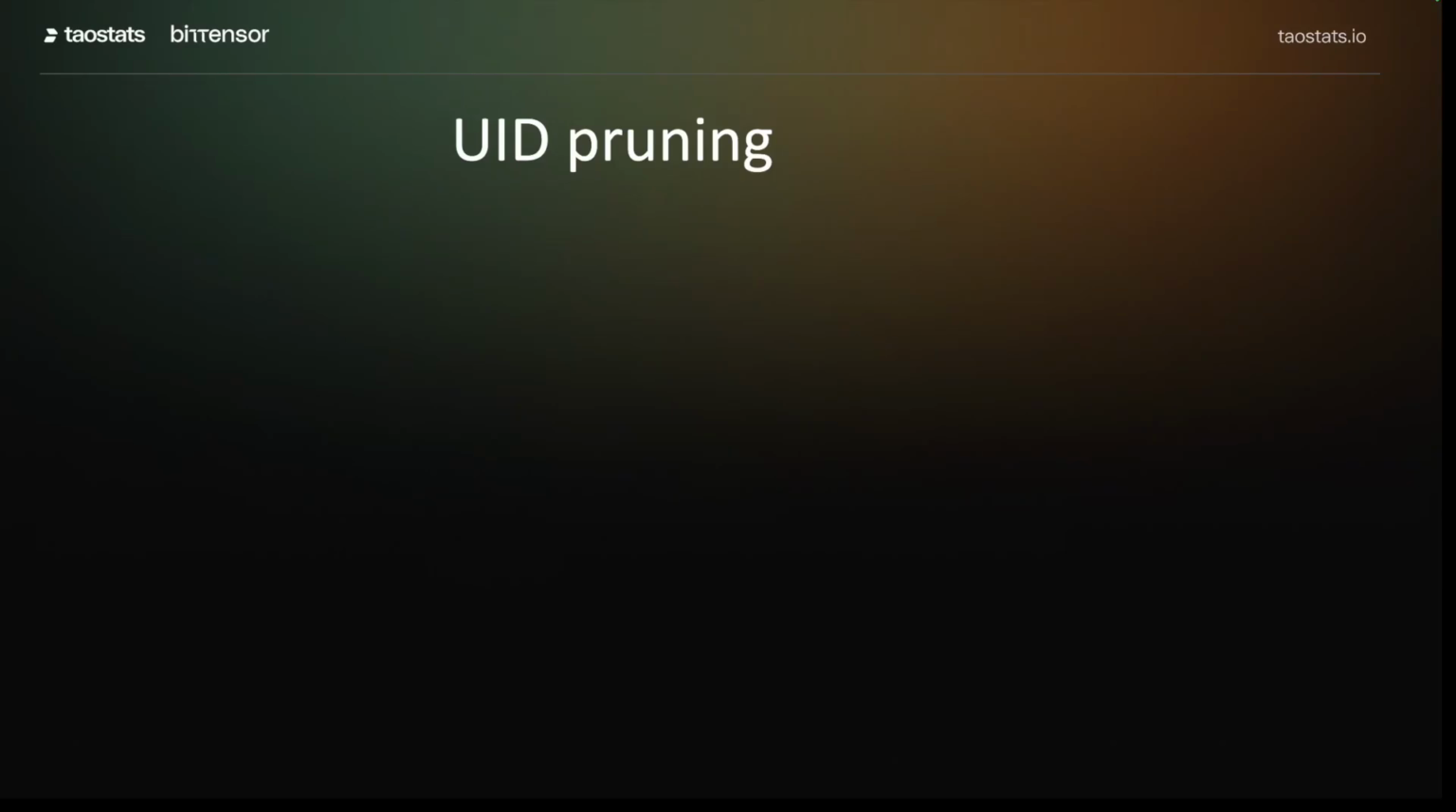In the September 2025 release of Bittensor, UID pruning for a subnet has been introduced. So what's UID pruning and what does it mean for you? Let's walk through it.